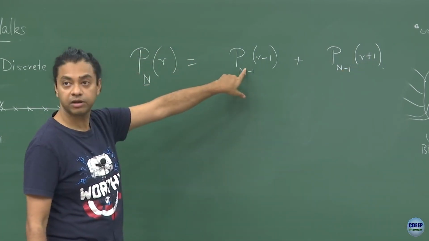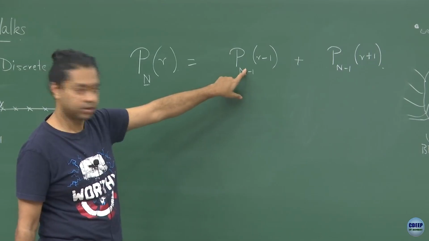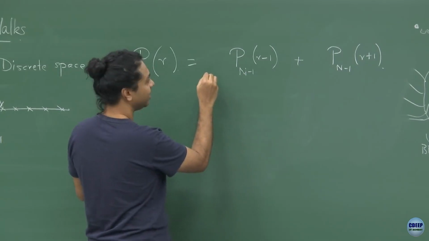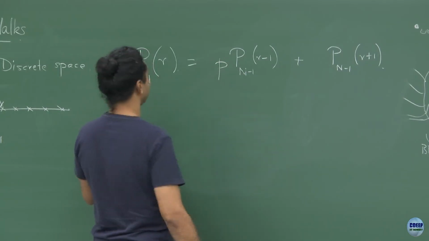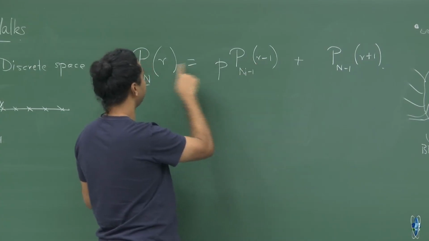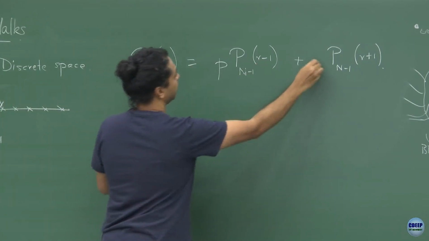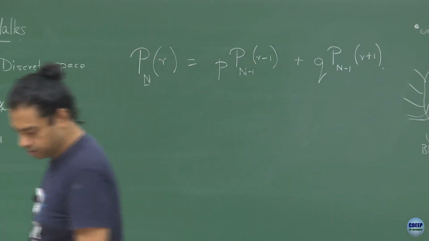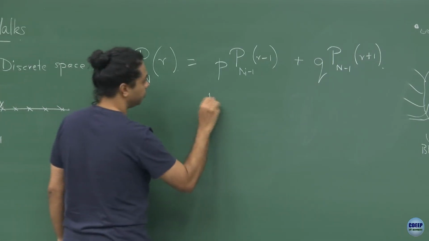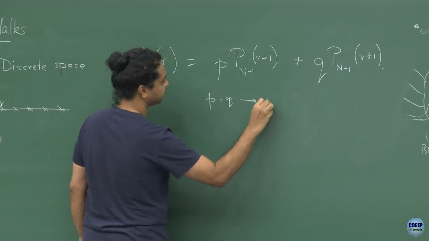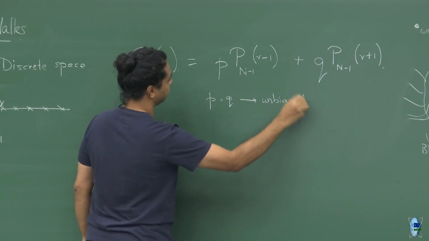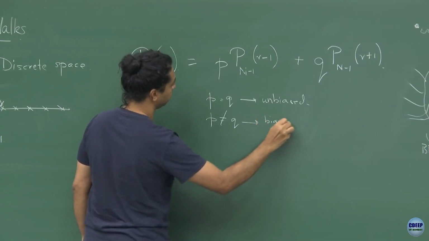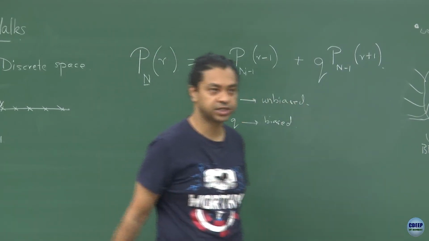Is this correct? Yes. Thank you. It's not correct. Who said it's correct? So where will p be? In the first term, because this is a hop to the right from r minus 1, it's coming to r. So that's p, and then this is q, right. If you have p equal to q, then this is an unbiased random walk. If p is not equal to q, then this is of course a biased random walk. You will have a net drift in one direction, right.